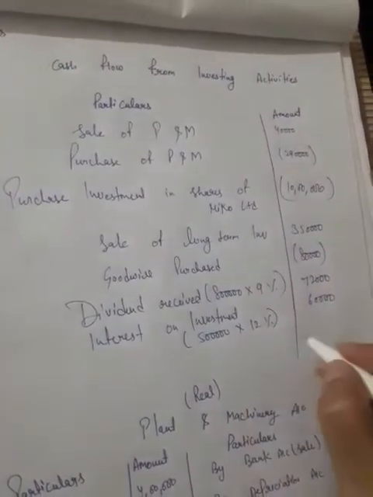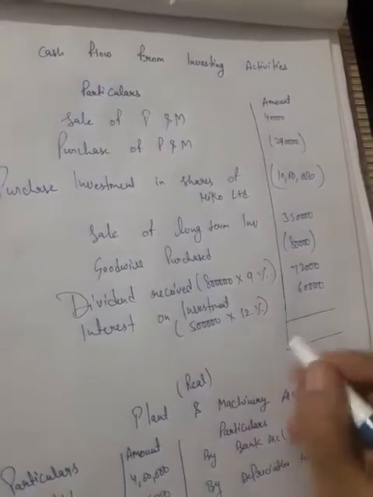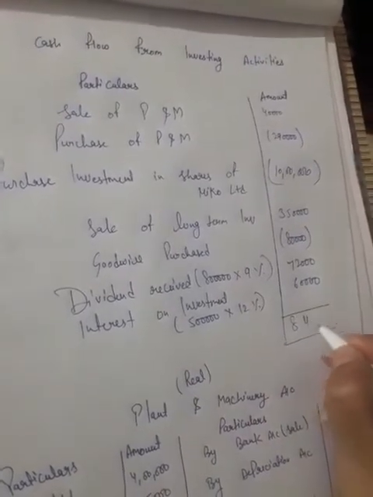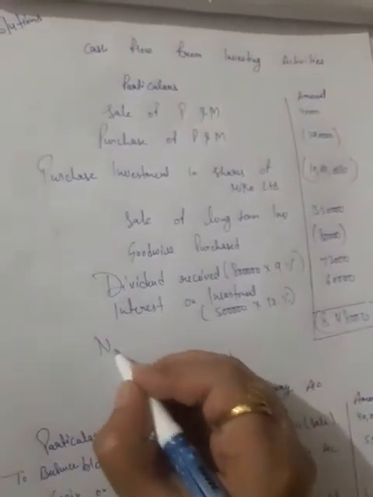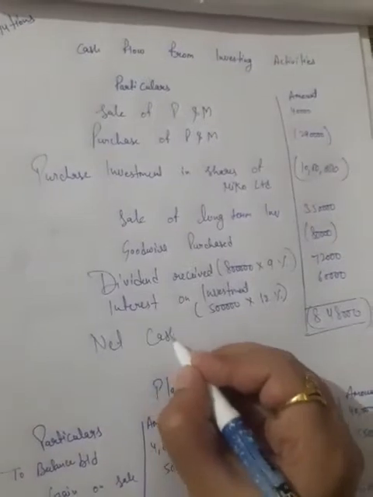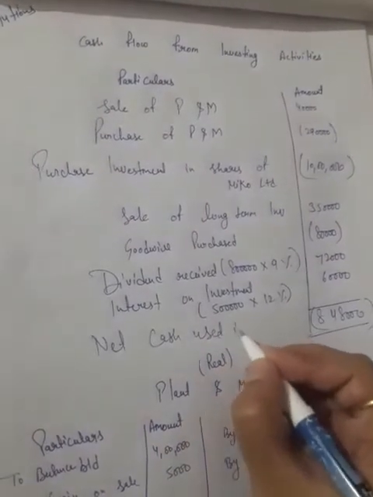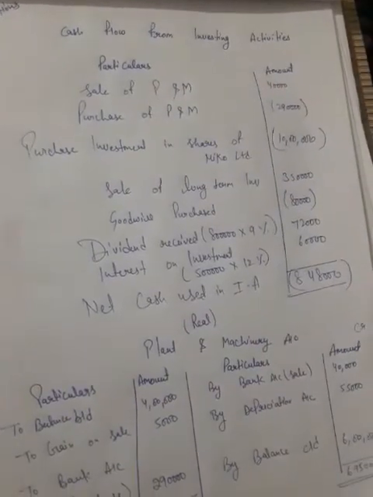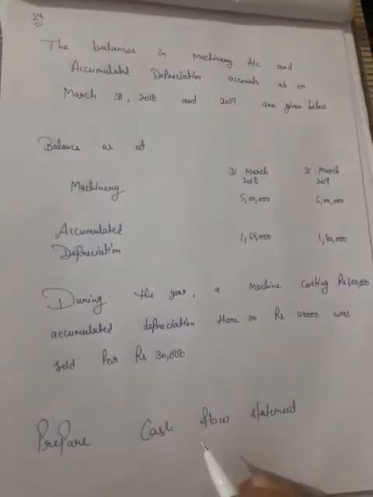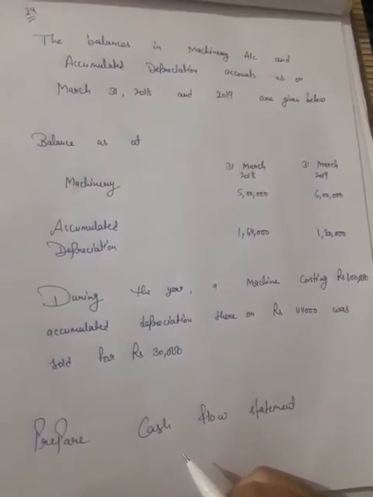So with the help of plus and minus, we will calculate the amount for investing activities, 8,48,000. Because your answer is in minus, that's why we will write net cash used in investing activity. So this is your illustration number 22. Now we will discuss your next illustration, number 24.